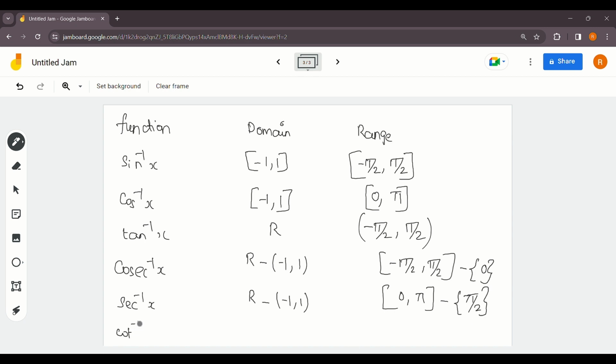Similarly for cot inverse, the domain is R, the set of real numbers, and the range is 0 to pi in the open interval. So some of these values could be asked in 1 mark questions. For example, they may ask what is the domain of tan inverse x, or what is the range of cos inverse x. For that purpose only we are learning this, and there is no other specific purpose, because for the numericals we are going to do it in a different way, based on the properties. So now this is about the domain and range concept.